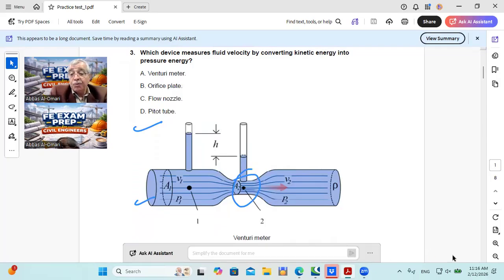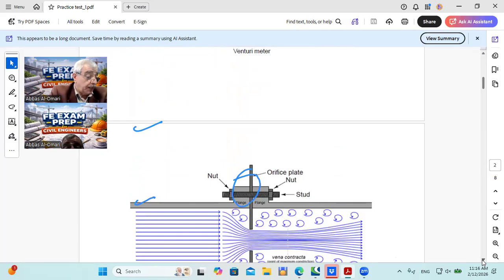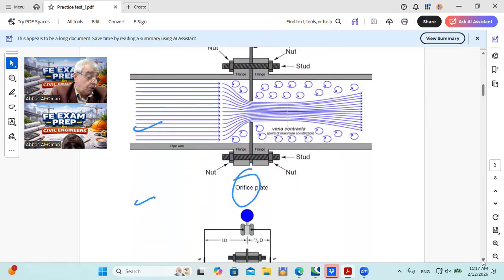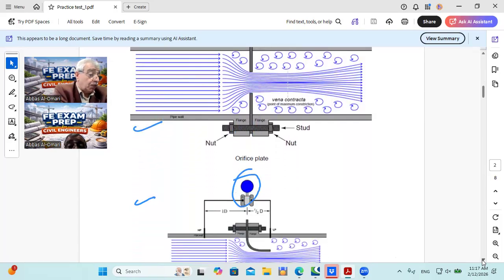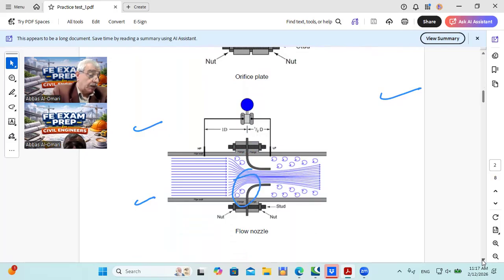Now the second choice is the orifice plate, and the third choice is the nozzle. This is a schematic of the orifice plate, and the third one is a flow nozzle. So in the orifice plate, in the flow nozzle, and also in the venturimeter, the potential energy or the pressure energy at the first section is converted into kinetic energy.